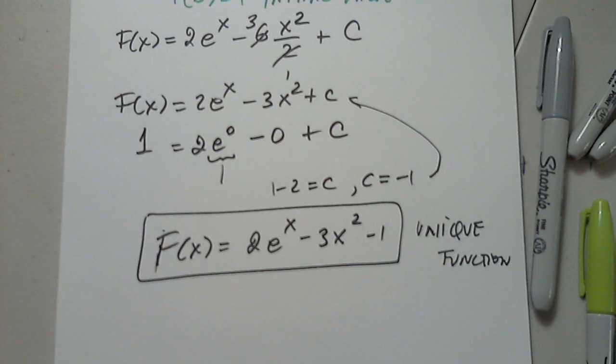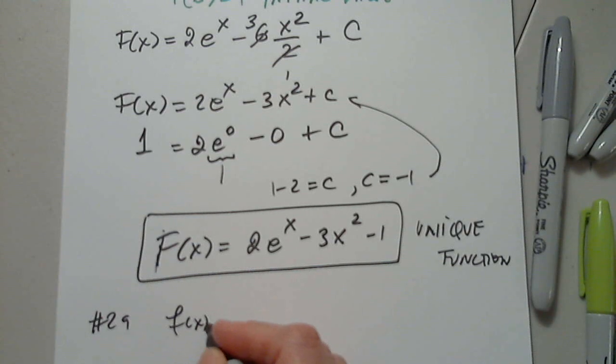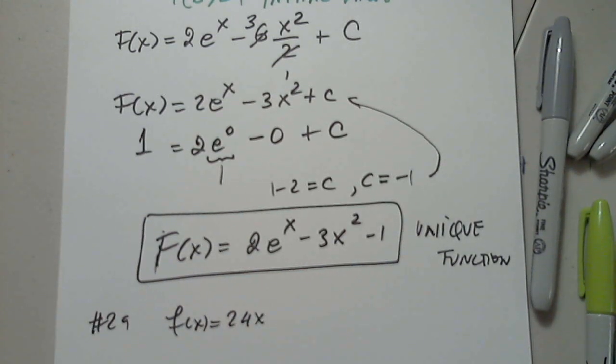Can we do, what was the first one, just to start, number 29? Okay, so we start with 29. So we have the second derivative of f of x equals 24x. Perfect. Okay, very good.